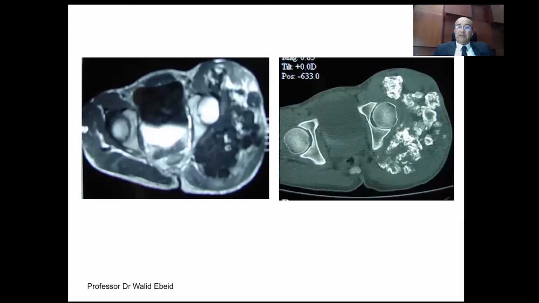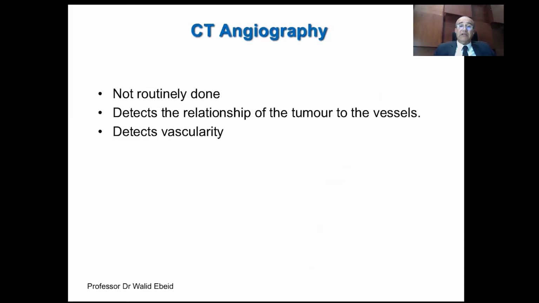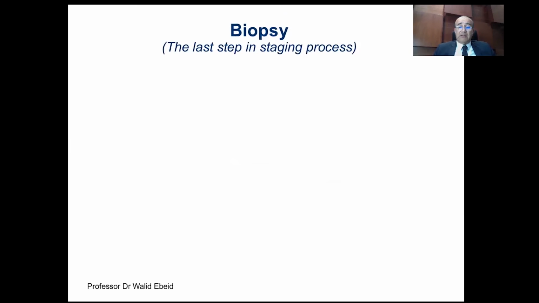The CT is of value maybe in assessing cartilaginous tumor, like in this case with the chondrosarcoma of the proximal femur. Other extra investigations that could be used in staging are whole body MRI and PET-CT. These two imaging modalities could help in assessment of the whole body as a whole, but they are not routinely used. CT angiography also is not routinely done, and it is useful in detecting the relationship of the tumor to the vessels. Now we come to the final part of the staging, which is the biopsy.